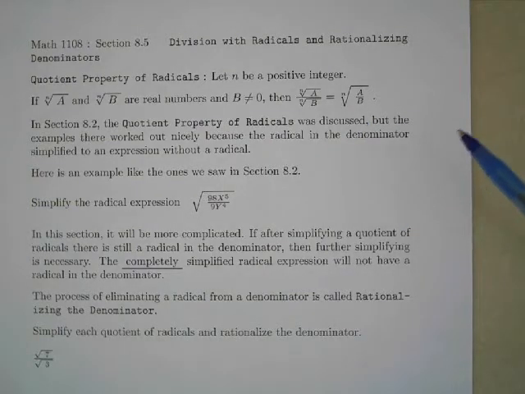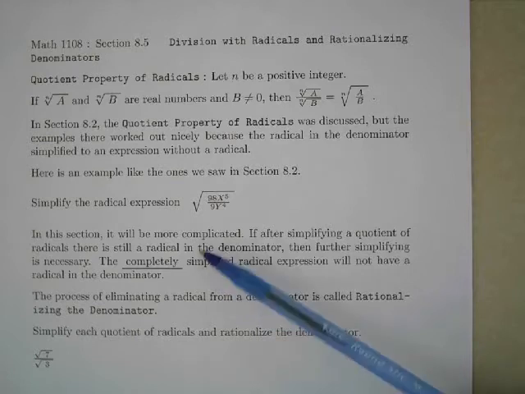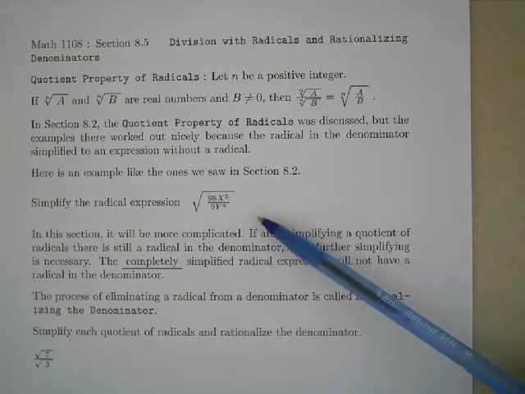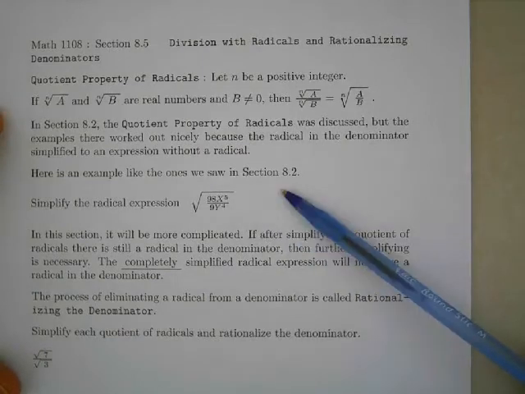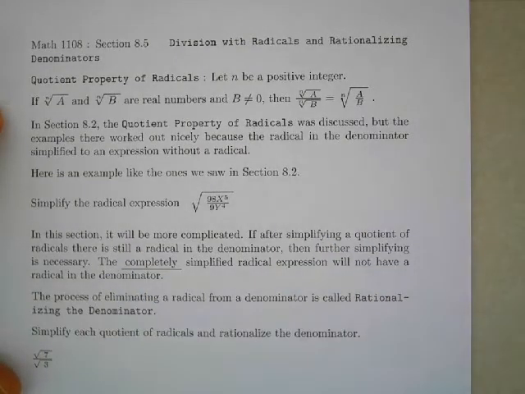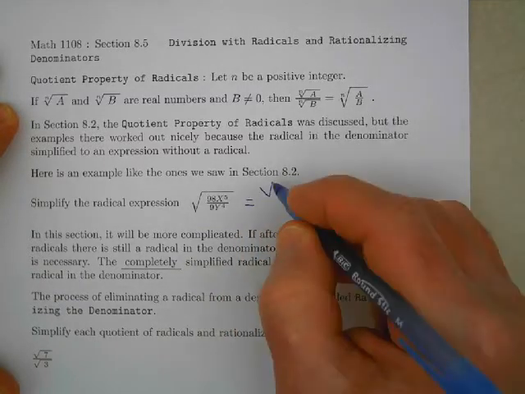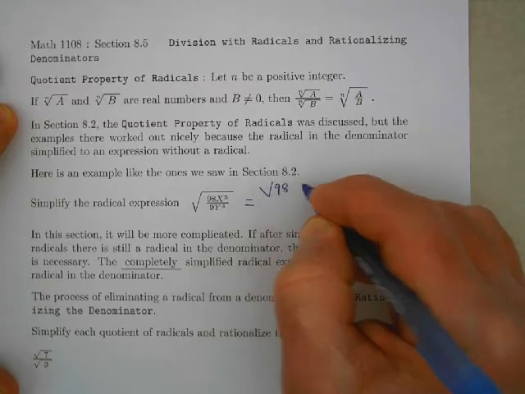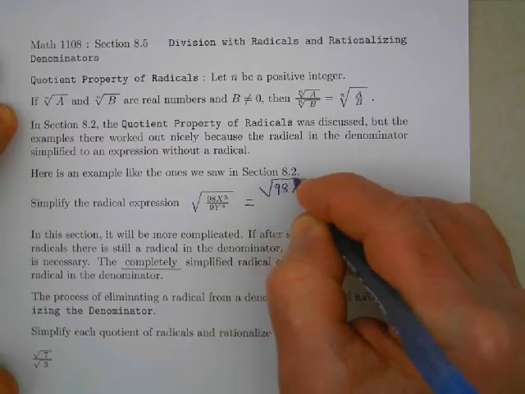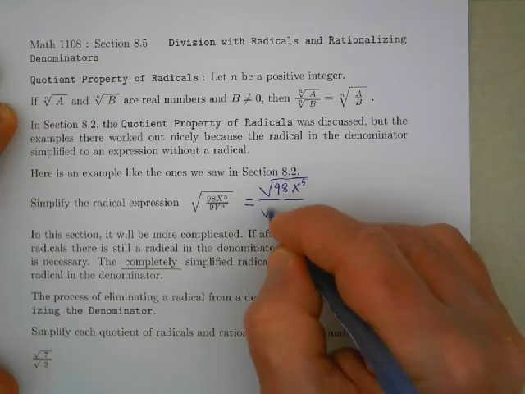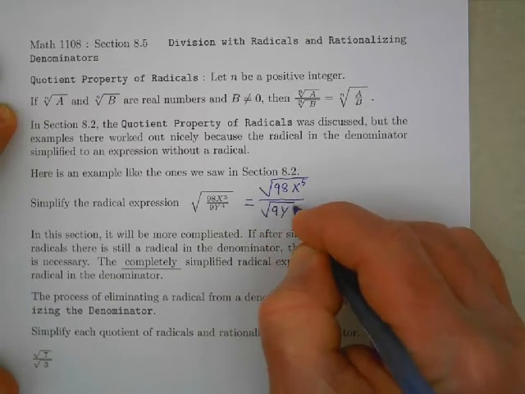We saw the quotient property of radicals in section 8.2, but the examples there worked out nicely because the radical in the denominator simplified to an expression without a radical. Here is an example of the ones that we saw in section 8.2. Simplify the radical expression. Well, we can write this as a quotient of radicals, the square root of 98x to the fifth in the numerator, and then in the denominator, the square root of 9y to the fourth.